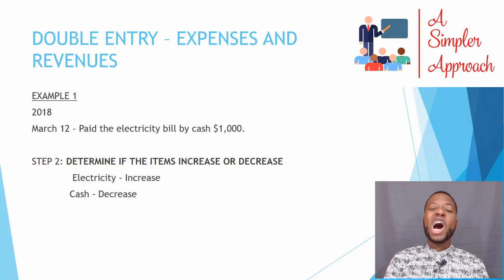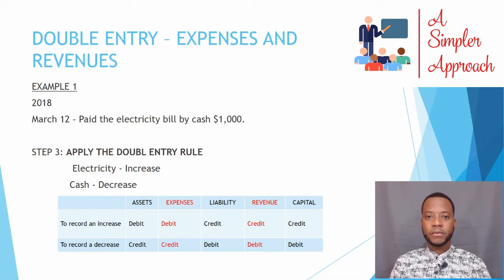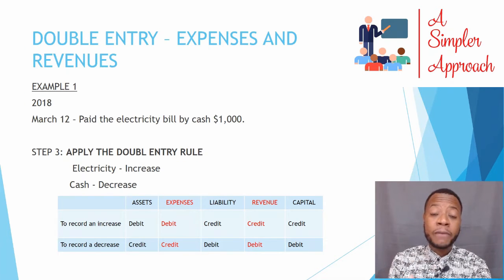Cool. How did we pay for it? We paid for it by cash. That means that our cash is going down. Okay? Having determined that, we head to our third step where we apply the double entry rule.